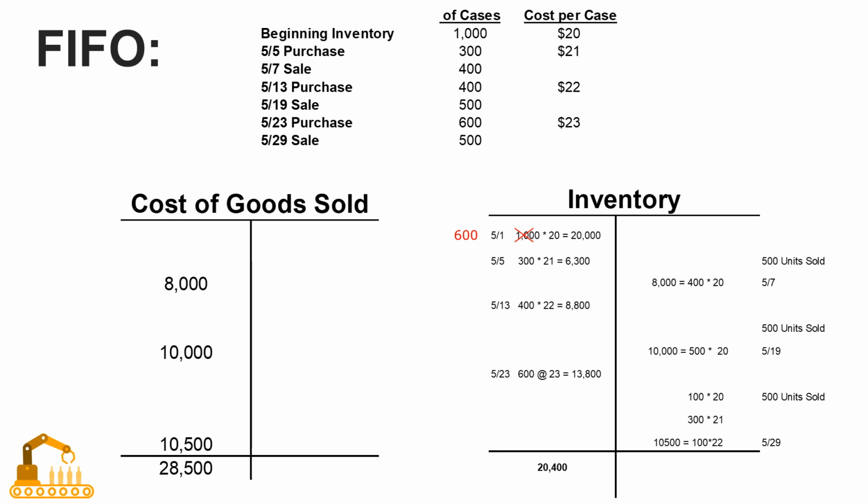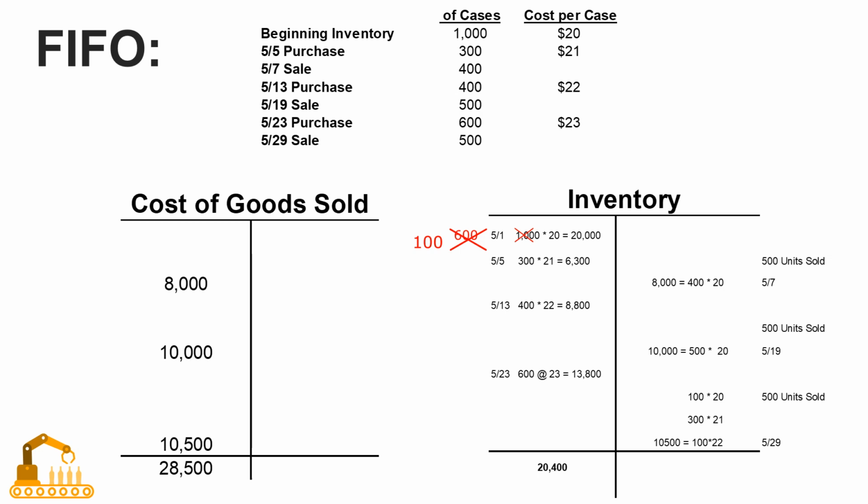Again, under first in, first out, what are the first units that are still in our inventory? Well, the beginning inventory still has 600 units left over. So if I now sell 500 units, I must be taking them out of the first inventory, at least assuming this cost flow assumption of FIFO. Therefore, I no longer have 600 units left. I only have 100 units left because I'm assuming 500 of those are sold.